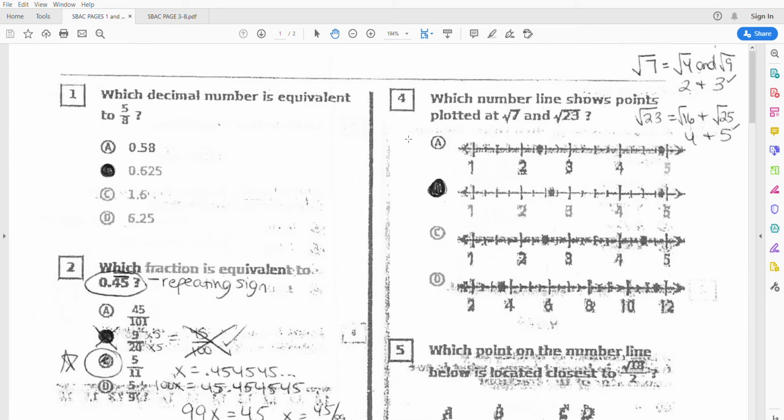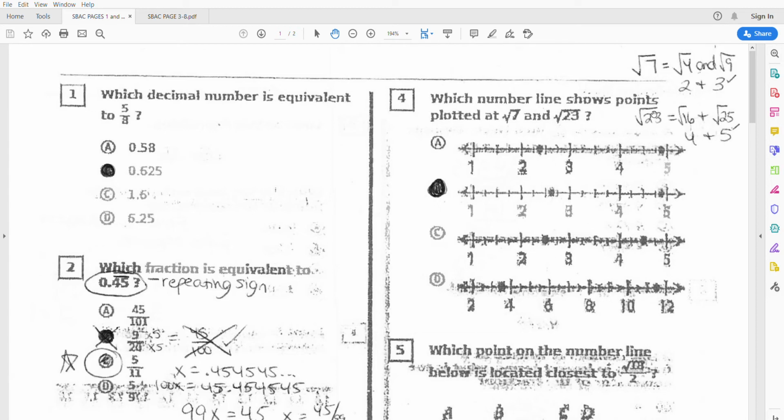Jumping back up here to number 4. Which number line shows points plotted at square root of 7 and the square root of 23? So what you need to do is figure out what are the two closest perfect squares to the square root of 7 and to the square root of 23. The square root of 7 is going to be between the square root of 4 and the square root of 9, so the answer is going to be between 2 and 3. So you're looking for a dot between 2 and 3, which is going to be any of these three.